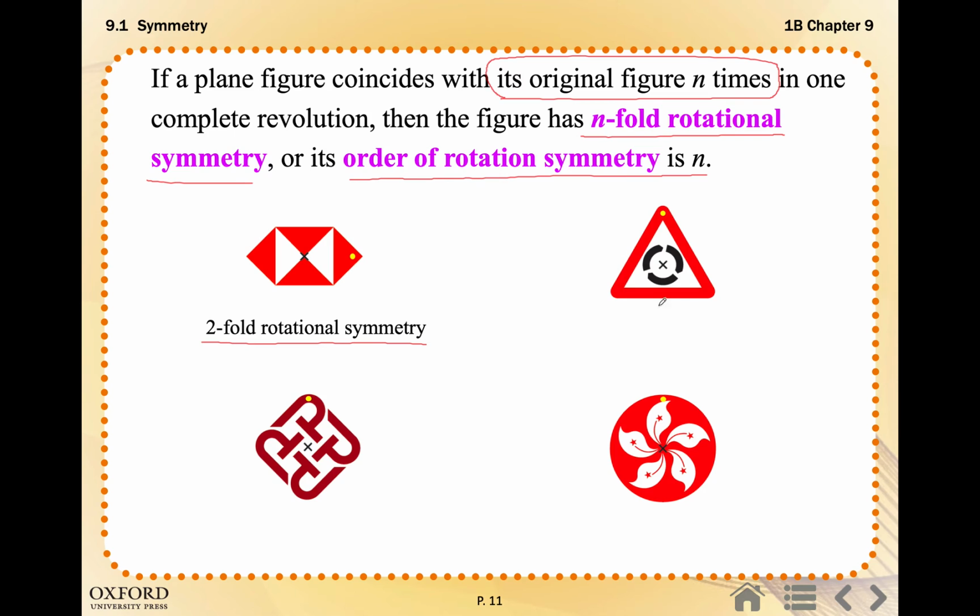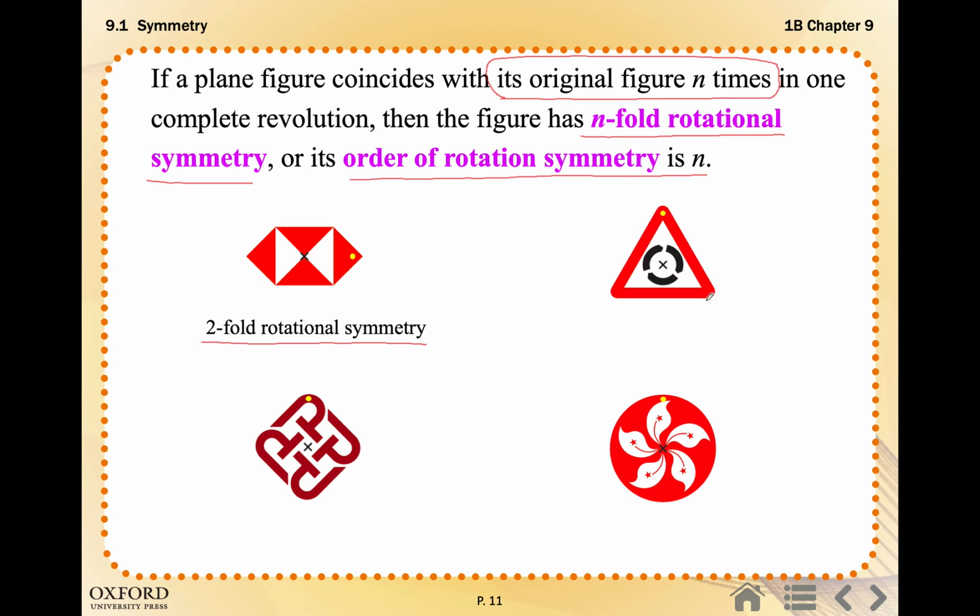And then for the second figure, I just marked the yellow dot here to remind us that here is the original position. And then when you turn the yellow dot up to here, the same figure appears once. And then when the yellow dot comes to here, the same figure appears twice, and then it goes back to the original position.